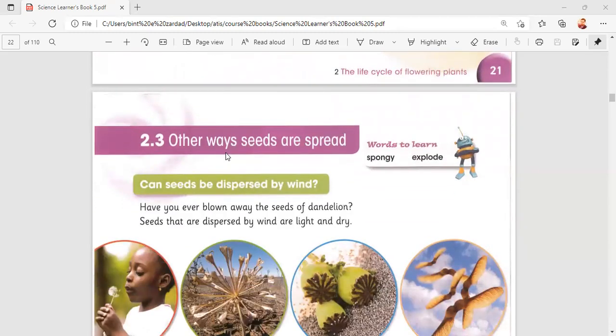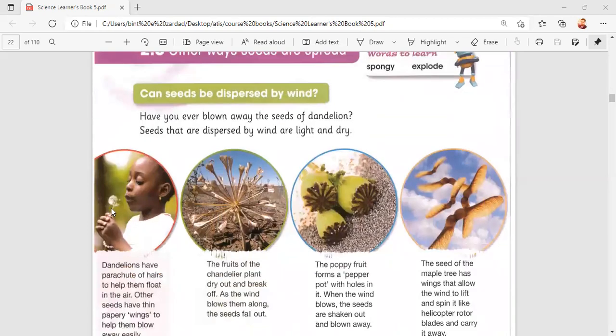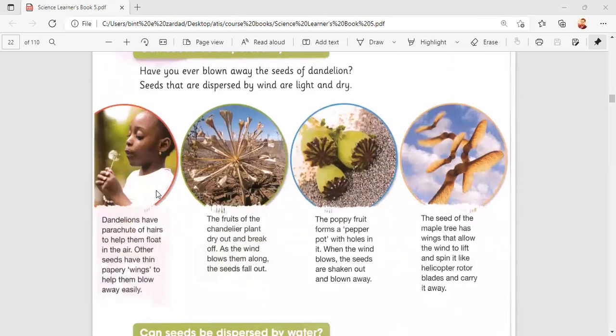Lesson 2.3: Other ways seeds are spread or dispersed. Can seeds be dispersed by wind? Obviously, by wind, by air, by water, by animals, by humans. You can see here different seeds: dandelion seed, the fruit of a coriander, poppy fruit, and the seeds of the maple tree. Okay, these are all dispersed with the help of wind, with the help of air.